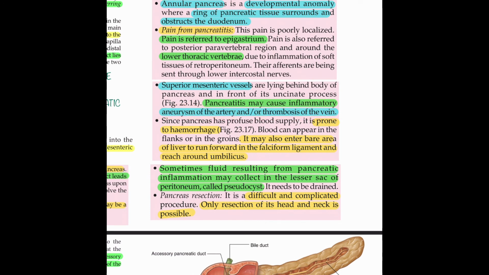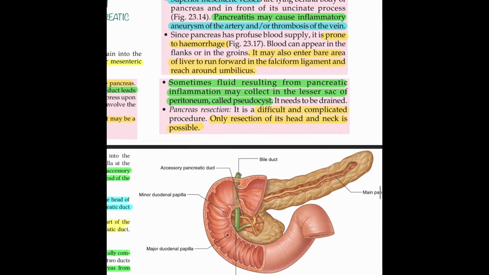Now, we've previously studied the arterial supply of the pancreas and know how profuse it is. So it's very prone to hemorrhage if there is a blow in the pancreatic region, and if there is hemorrhage, the blood can also enter the bare area of the liver in front of the falciform ligament. It runs in front or forward of the falciform ligament and may reach around the umbilicus, causing umbilical pain as well. Right.